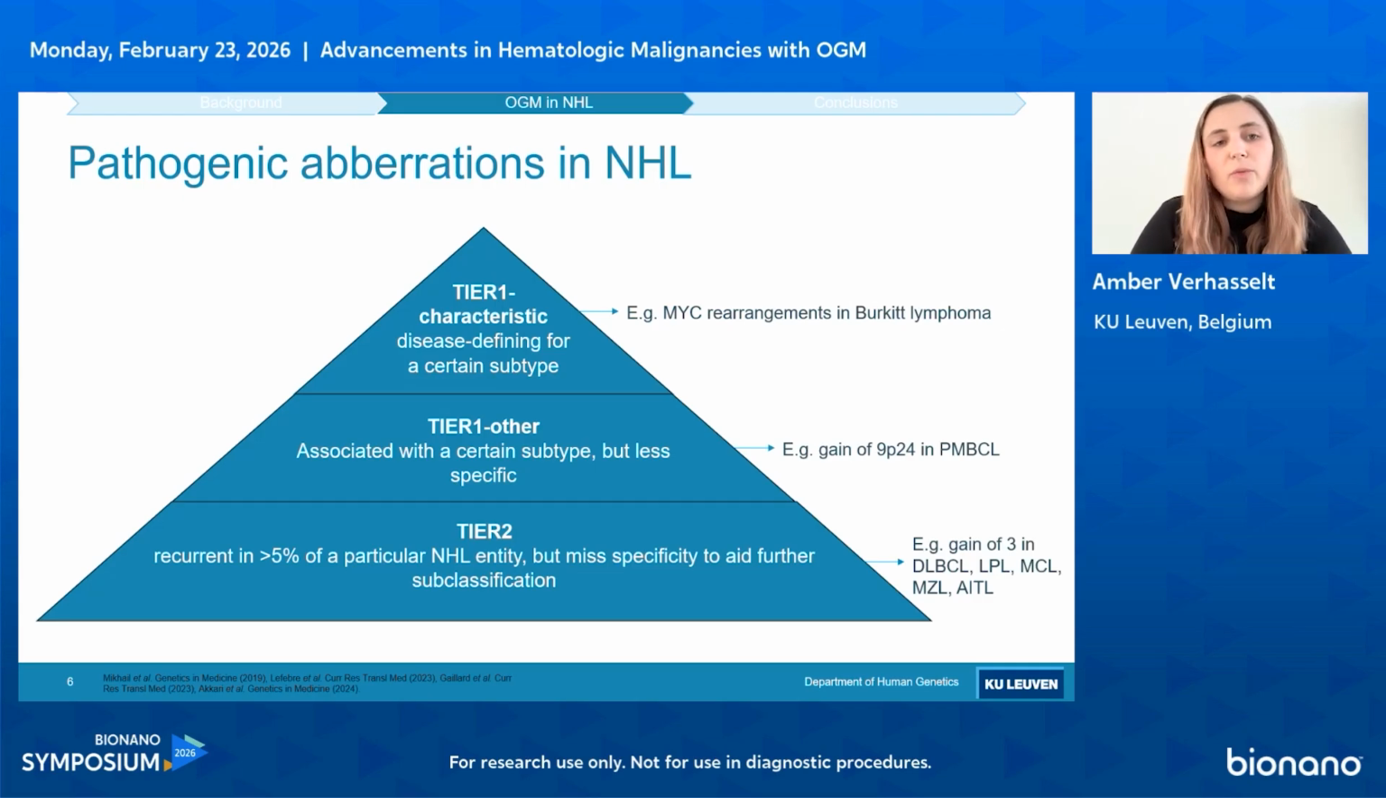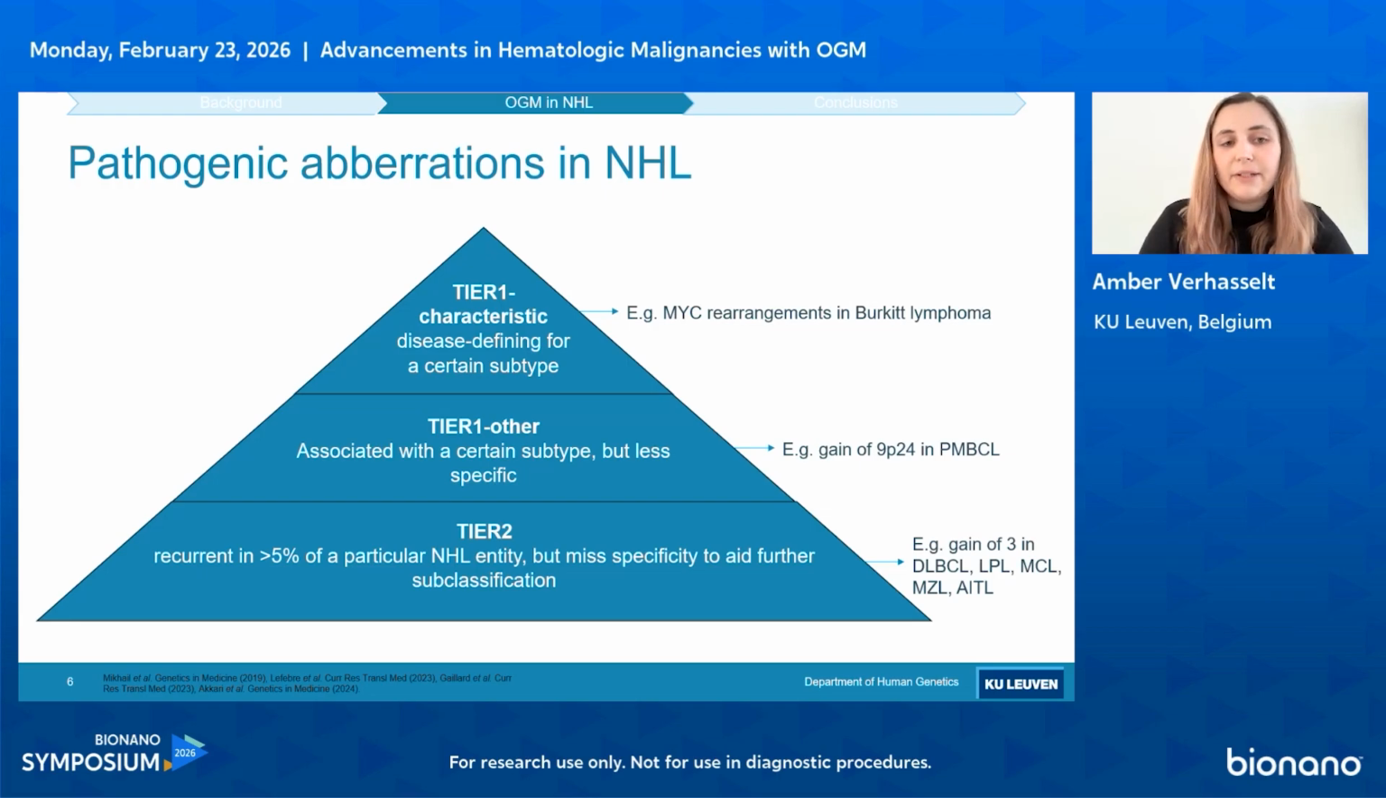So to determine whether optical genome mapping detects the pathogenic aberrations in non-Hodgkin lymphoma that we wanted to detect, we first have to define what these aberrations are. We did that with a tier-based system. So we have our tier 1 characteristic aberrations. These are disease-defining for a certain subtype. One good example of this is MYC rearrangements in Burkitt lymphoma. We also have the tier 1 other aberrations. These are strongly associated with certain subtypes, but they are less specific. One good example of this is the gain of 9p in primary mediastinal B-cell lymphoma.